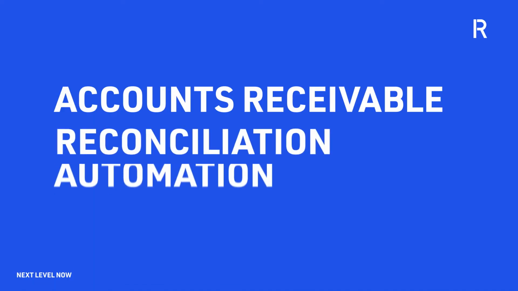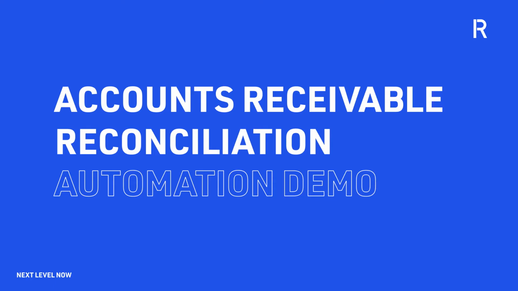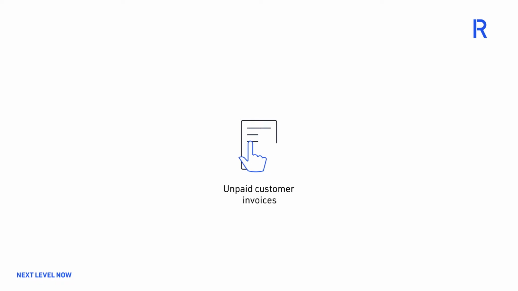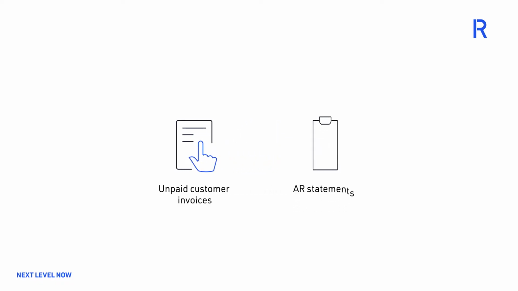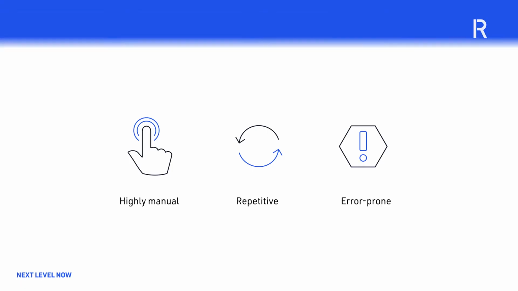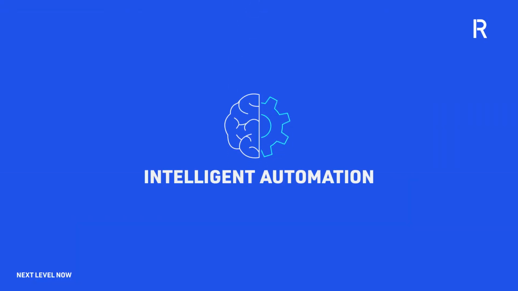The reconciliation of accounts receivable is an important process organizations need to run on a regular basis to ensure the integrity of financial statements. This is done by matching detailed amounts of unpaid customer invoices to AR statements in the general ledger. It is also a highly manual, repetitive, and error-prone process, making it an ideal candidate for intelligent automation.